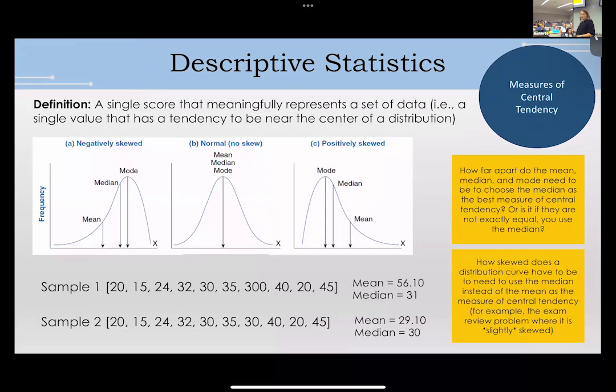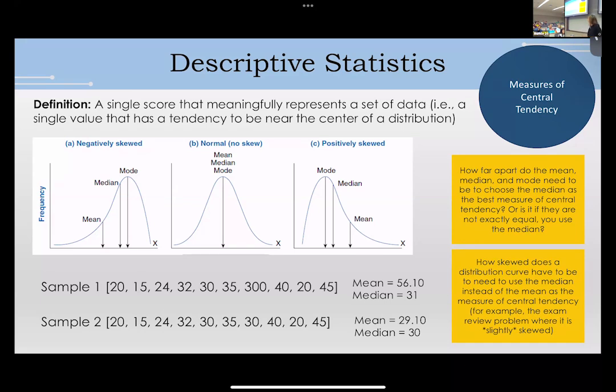Measures of central tendency. A single score that meaningfully represents a set of data, a single value that has a tendency to be near the center of a distribution. We really don't deal with modes right now, because we're dealing with continuous distributions. Modes are much more common with categorical data, which we're not doing right now. So the real question becomes, when choosing a measure of central tendency, what's better, the mean or the median? If it's continuous data, I'm probably not picking the mode.